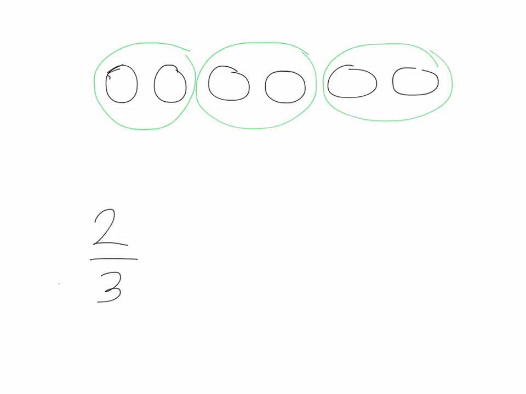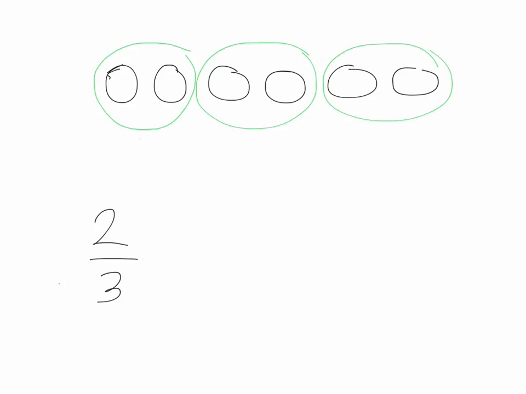Well, 2/3, the thirds part means 3 equal parts. Okay, so what I'm going to do now is, well, let's divide this into 3 equal parts. I have 1, 2, 3. So now this is divided into thirds. So my 6 cookies are divided into thirds, 3 equal parts. Well, if I'm looking at 2/3, I'm going to be looking at 2 of those.